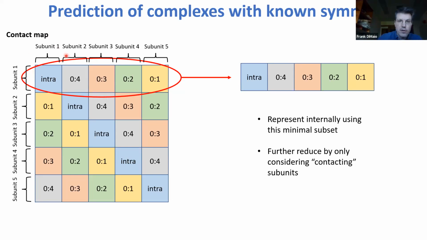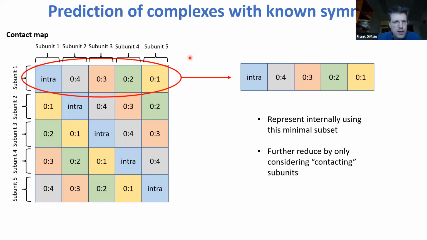Specifically, I'm showing the contact map for a C5 symmetric complex here. You can see that to build this entire contact map, if you assume C5 symmetry, all you need is this patch, which represents one subunit interacting with all other subunits. By internally storing that, and further reducing things by only considering the subset that are interacting with your main subunit and updating that throughout the course of the network, you can model symmetric complexes very efficiently.